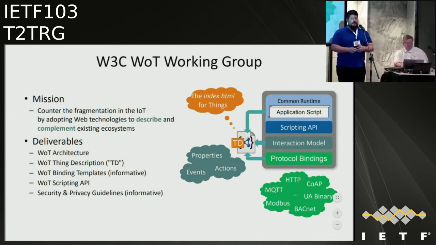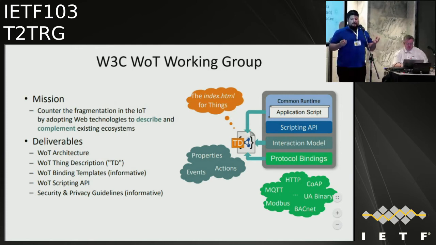And then we have an optional building block, a scripting API, because there was a big demand for a common runtime. How do you develop IoT applications? So this is a scripting API that works on top of this thing description abstraction model that we have. And the last one is a security and privacy guideline, which points actually to a lot of existing work, because at this top level we cannot solve the intrinsic problem of IoT security, but we point to a lot of documents that already did a good job to educate people how you should build IoT systems.